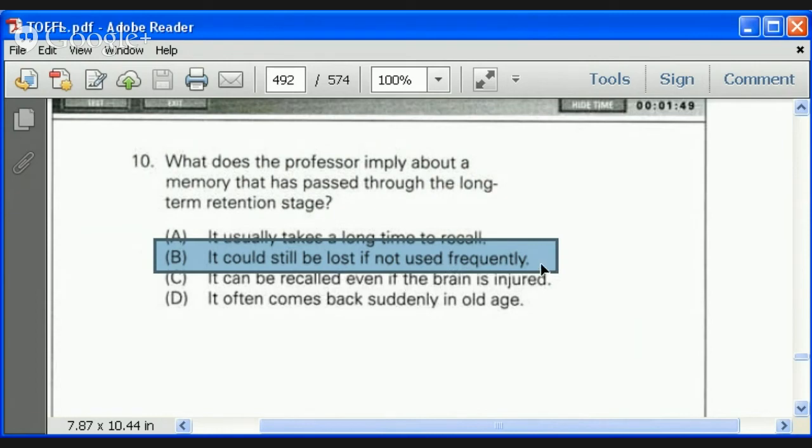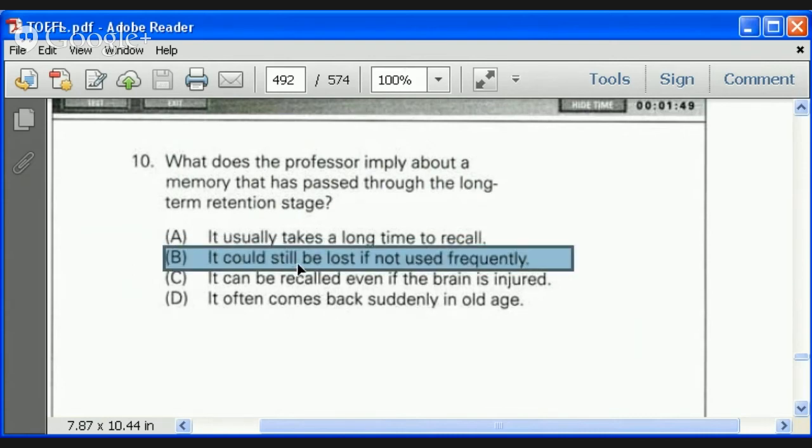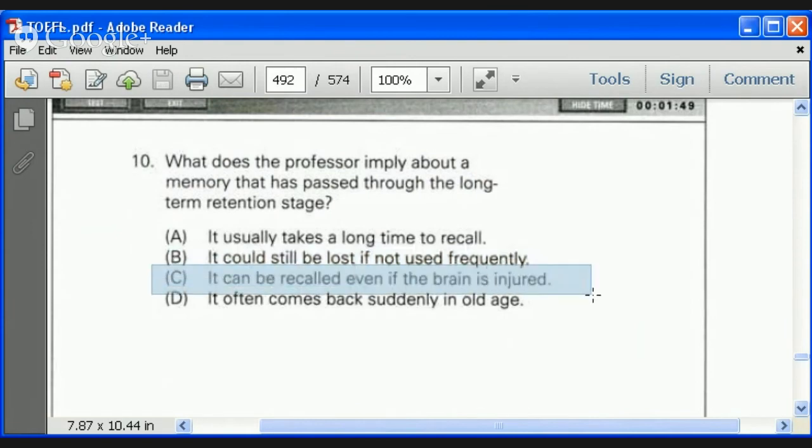If you remember, I wrote recall, old, line through it, disuse, line through it, injury. Yeah, so I know this is true at least. Is this really answering the question? Let me come back to it. It can be recalled even if the brain is injured. Maybe or maybe not, but this was never said.